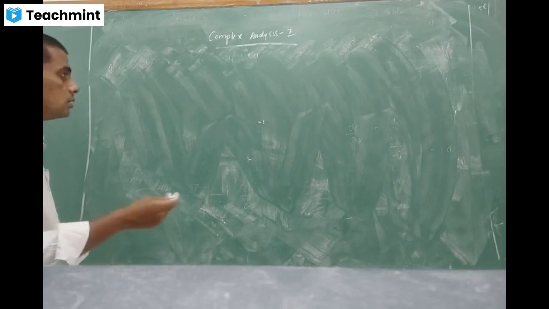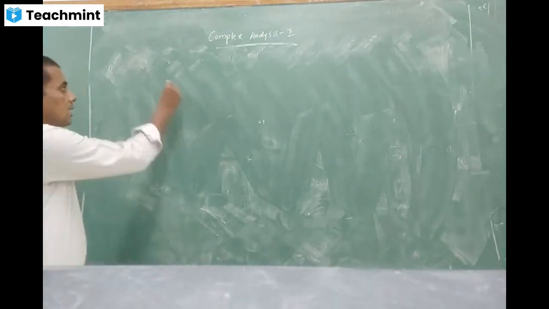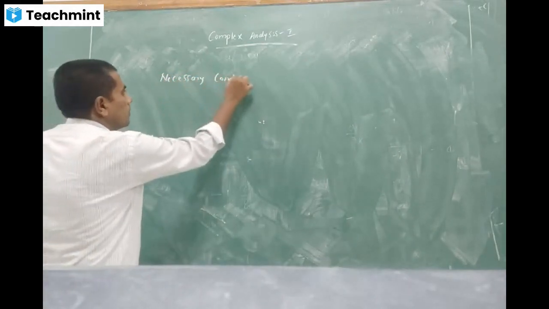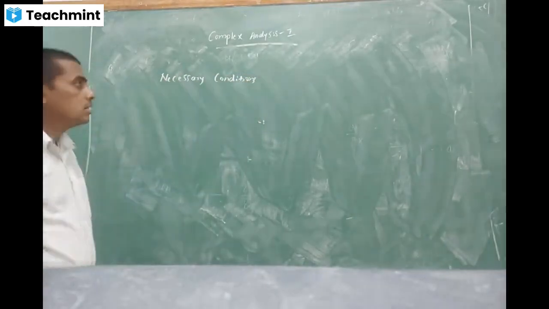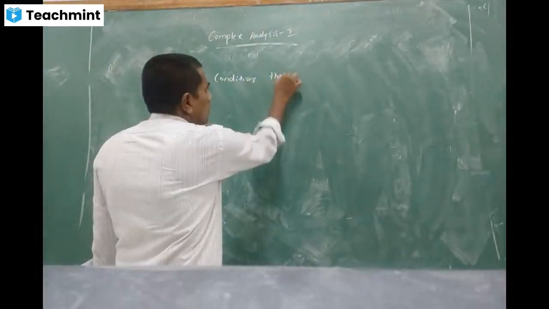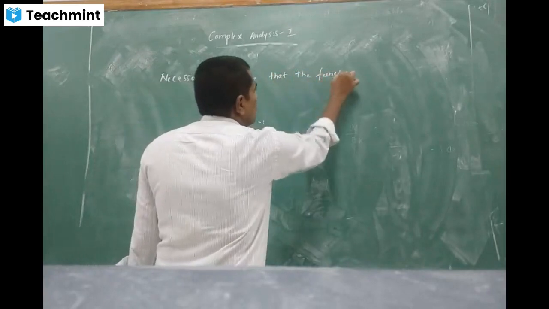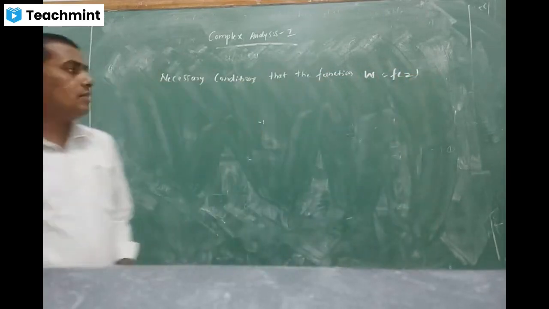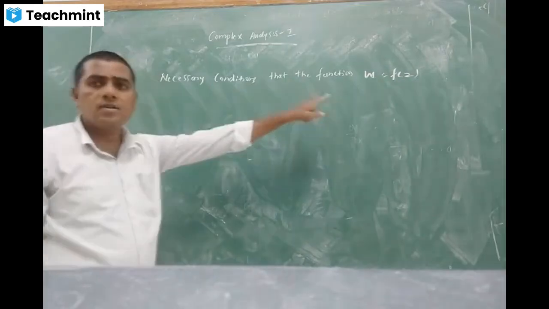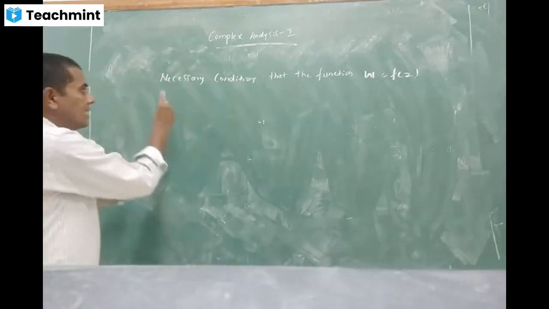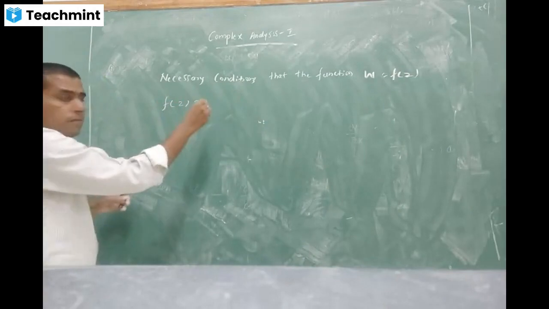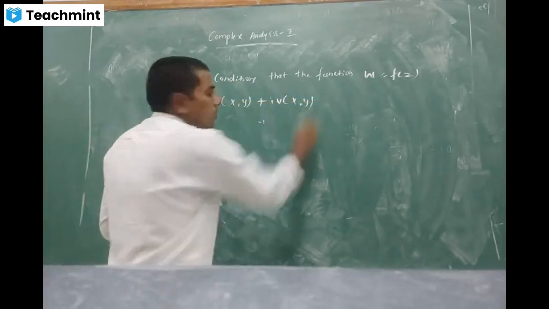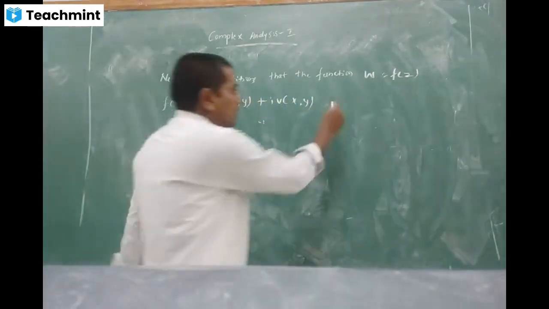Okay, fine. Actually, in the statement itself they have given the necessary conditions that the function w is equal to f of z, where f of z is defined like this, a complex valued function, f of z is equal to u of x comma y plus i into v of x comma y, may be analytic.